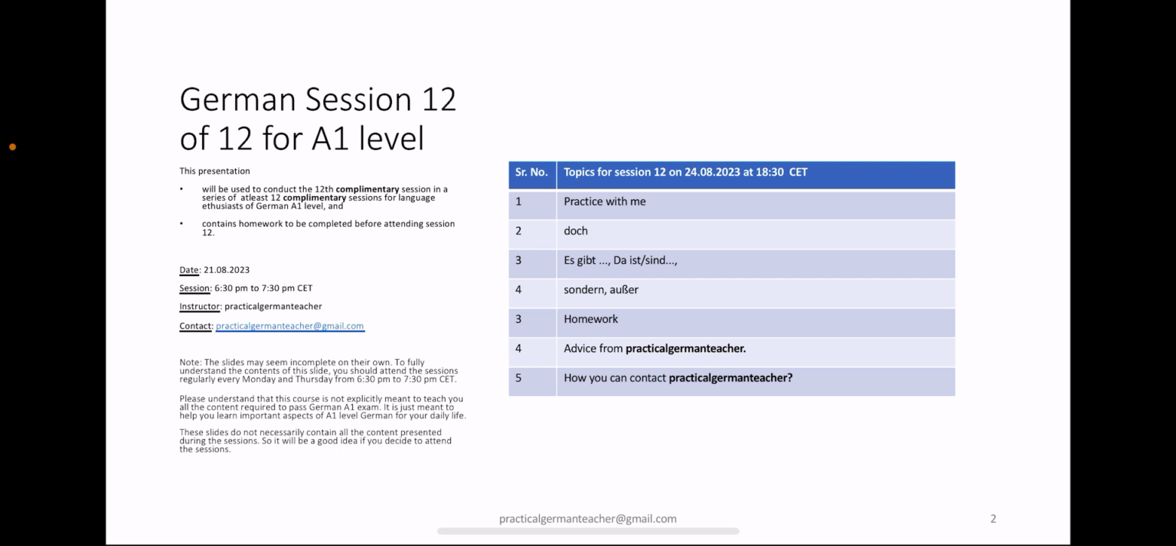For example, the usage of the word doch, and how you can use it to answer questions which are asked in a rhetorical way. Then we will look at the phrases es gibt, da ist or da sind. Then we will look at the conjunctions sondern and außer. And then of course homework, we will go through it.